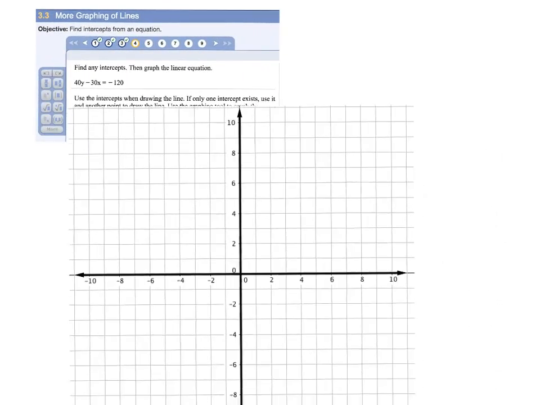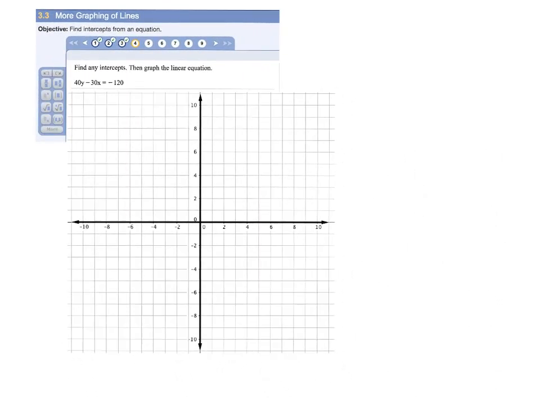The only thing that's different about this one is the numbers just start getting big. Now we're dealing with 40 and 30 and 120, but really the mathematics itself is going to stay the same. The other thing that's different is they're kind of tricking us because they put the y first and then the x, but no big deal. So that's minus 120. So there is our equation.